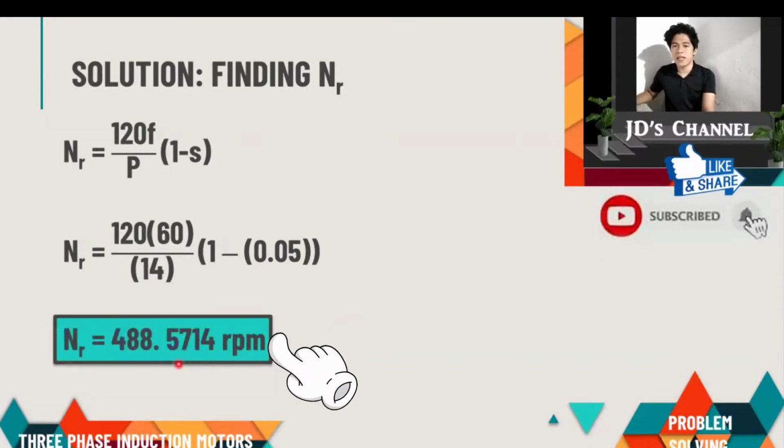ayan, so ito po class, naka 4 decimal na, 488.5714 RPM. That is our answer. Okay po, so yan, I hope na pares po tayo na nakuha. So i-check natin class kung tama ba yung ating sagot sa final answer.